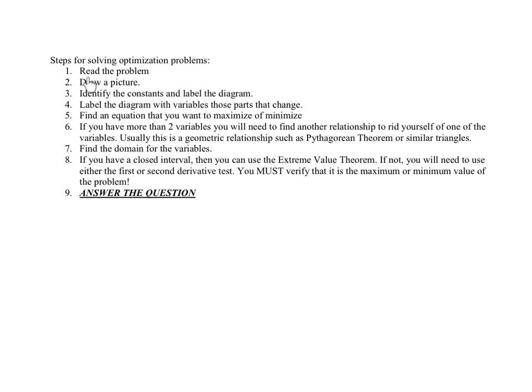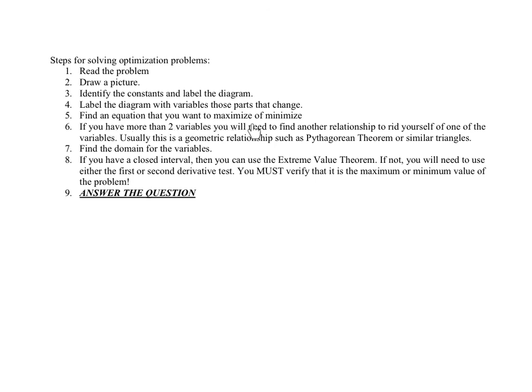First, read it. I mean, come on now, read it. Draw a picture if you can draw. Identify the constants and label the diagram. That was, for example, x plus y equals 10, and then we took x times y and called that the product function. Label the diagram with variables, those parts that change. So certain things change and others didn't. Like with the triangle problem, the base was always 4, but the height was what was changing.